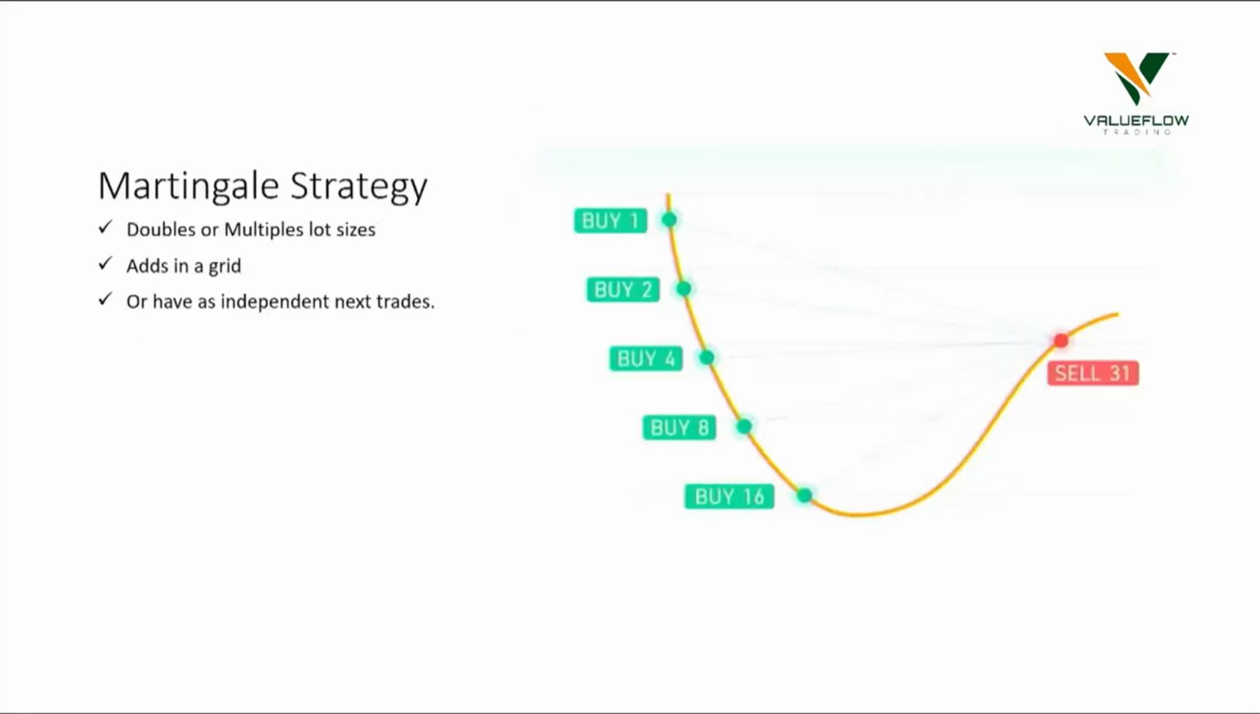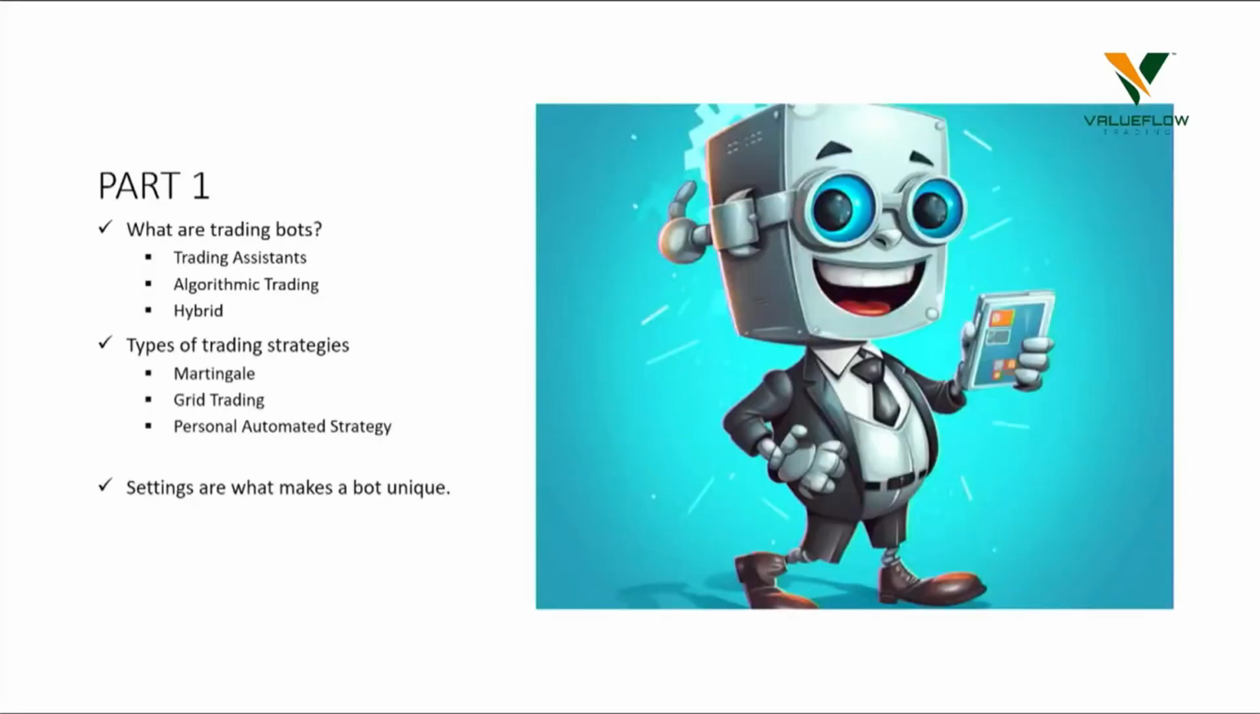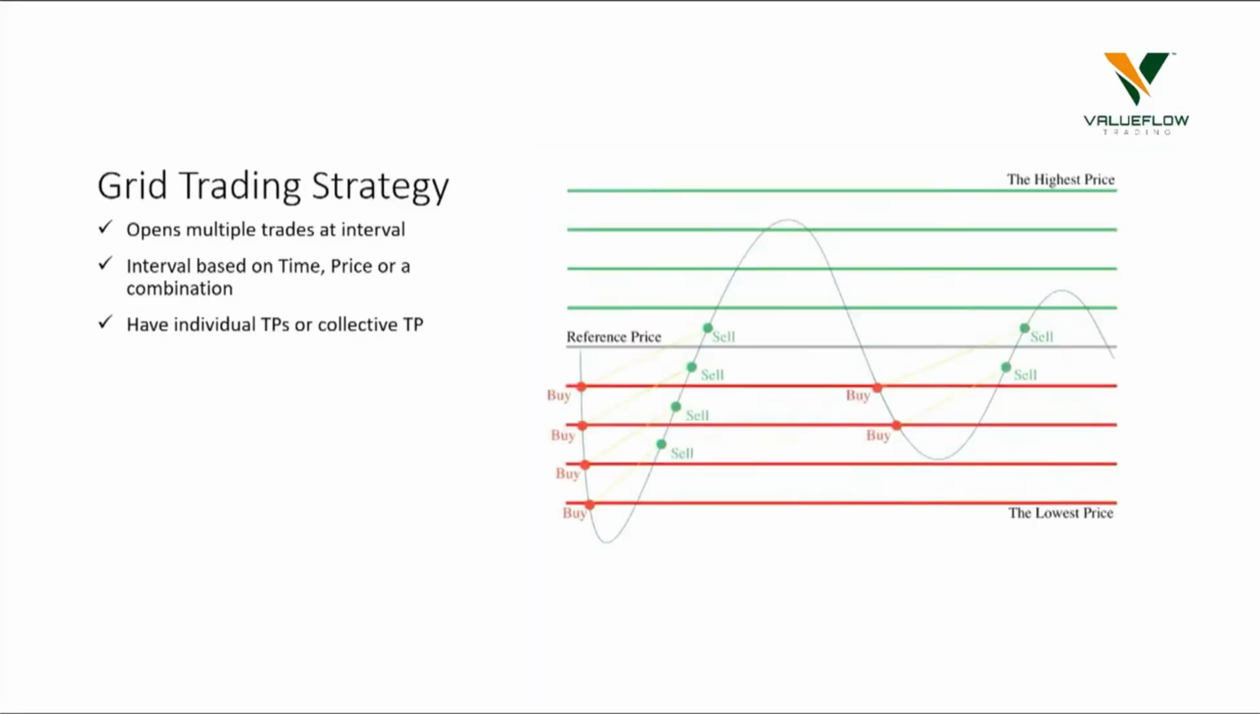All right. The second type of strategy is the grid strategy, similar to what I already described. However, in the grid strategy, it doesn't have to be martingale, but it loads trades at intervals. There are bots that do this. I don't know if you've seen those types where you open your chart and you have multiple positions open at intervals. The intervals can be based on time. Some other times it's based on price. Other times it is based on a combination.